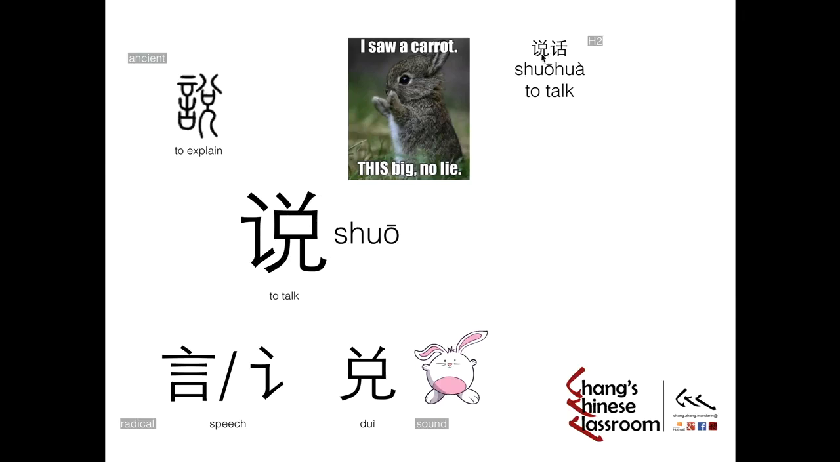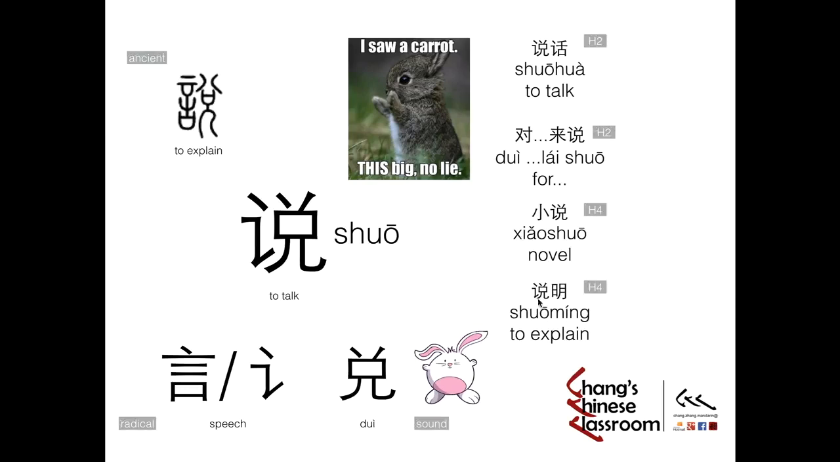Alright, this one 说话, to talk. 话 means to talk, the conversation, the dialogue, and 说 means to speak. So overall together means to talk. And next one 对 blah blah blah 来说, for something, talking about something. Alright. And this one 小说, small talk, altogether means a small story, so novel. And last one 说明, 说 means to talk, and this one 明 means clearly, bright, right? To talk out something clearly, to explain.